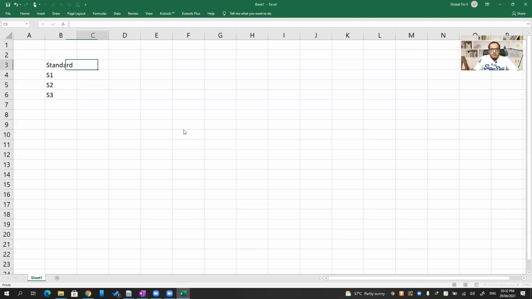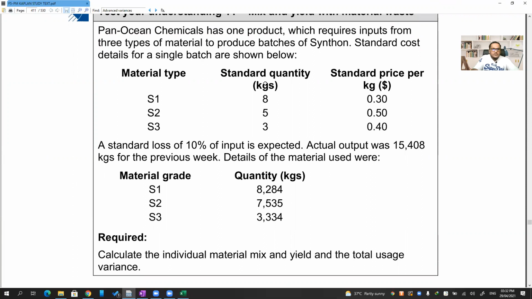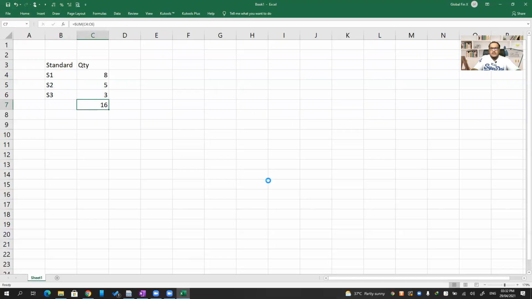I'm supposed to use quantity. What is the standard quantity of S1? 8, 5, and 3. So the total is 16. Okay, agreed, sir. So very carefully, when you are doing this on Excel, you can use this advantage. Excel is wonderful for various reasons, and this is one of the best ones.